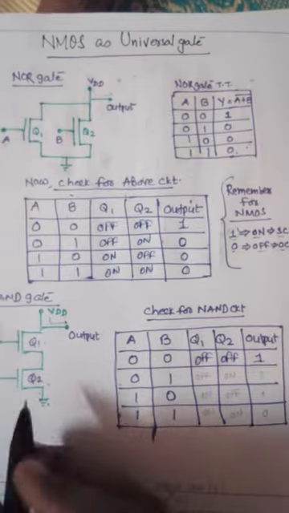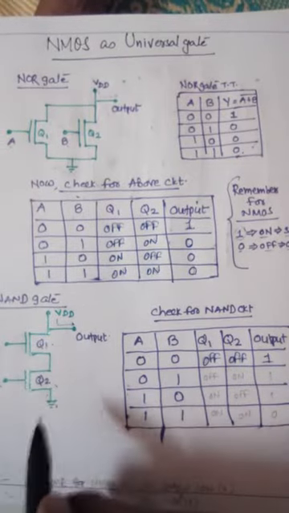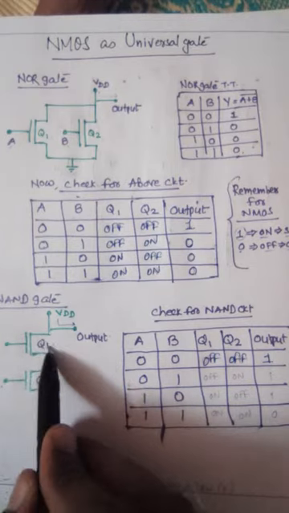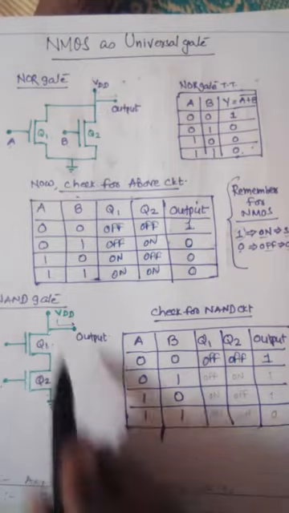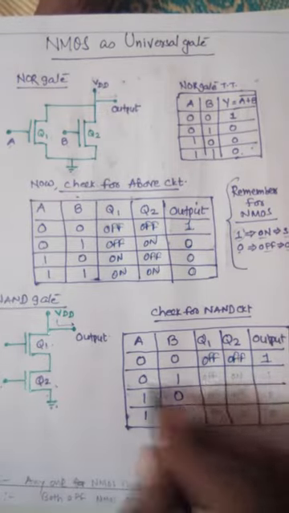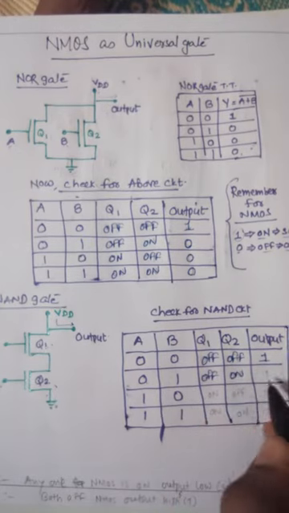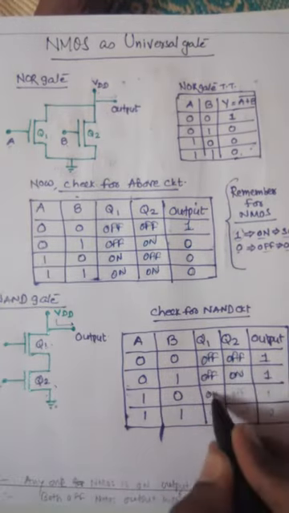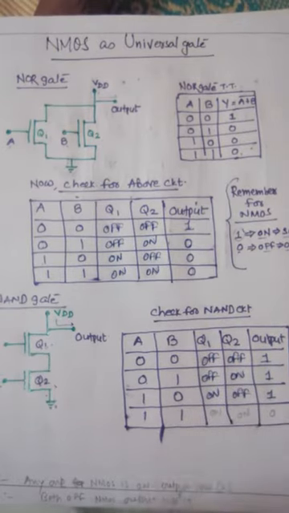So the output is always 1. Now in the same way, 0 and 1. So what is the condition here? When both Q1 and Q2 are on, then current can pass through here and the output is 0. So either off and on: 0 means off and Q2 is on, the output is 1. Here in the same way, on and off, the output is 1.